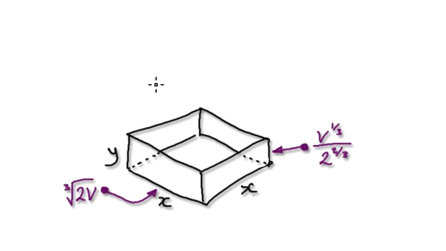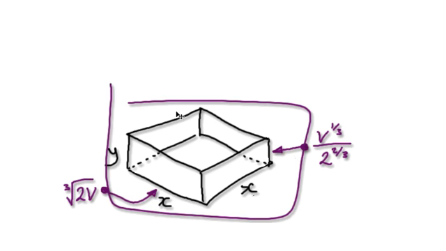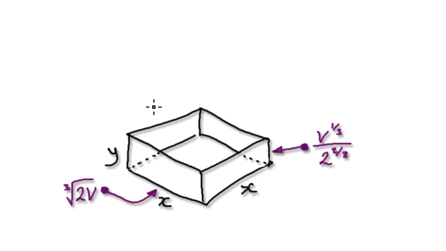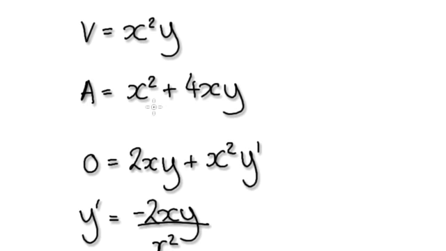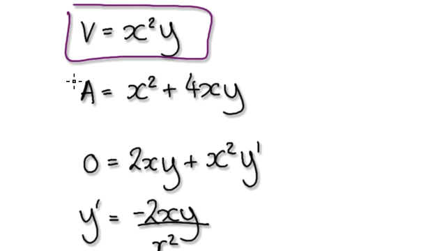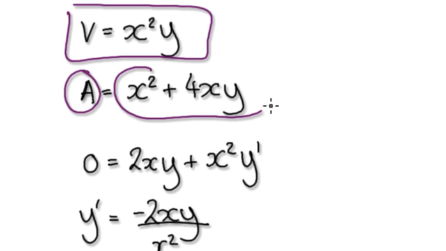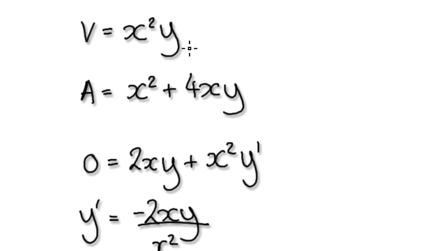So following on from some of our earlier videos, we wanted to minimize the amount of material needed to produce this box here. You could also solve this problem by using implicit differentiation. So start out with your volume here. The amount of material needed is given by this.